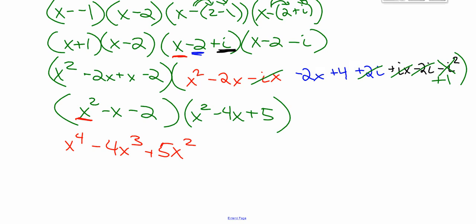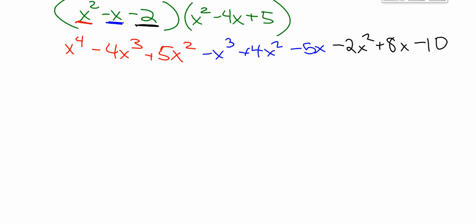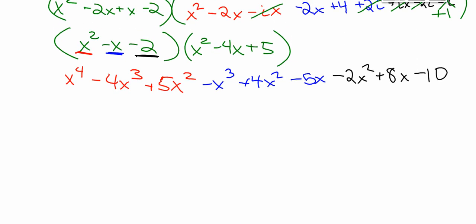Okay, so we've got all of those, and then distribute that negative x for me. Okay, go ahead and do that. And then Matthew, the last one, negative 2, distribute that. Okay, and then finally, it's a matter of just combining our like terms as we look at that.